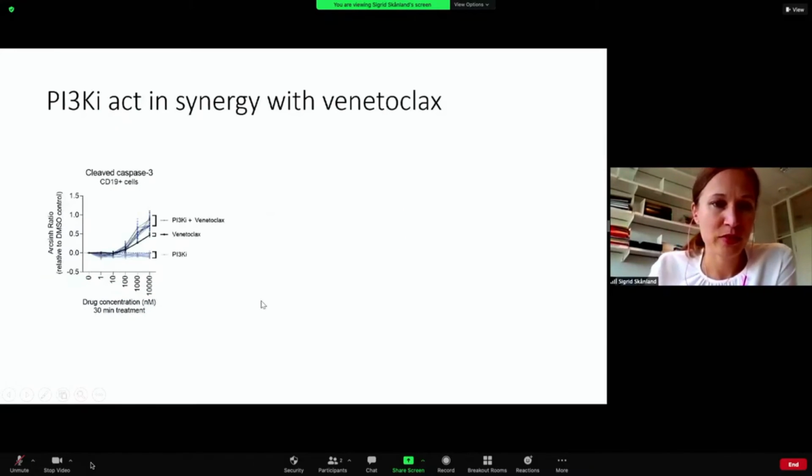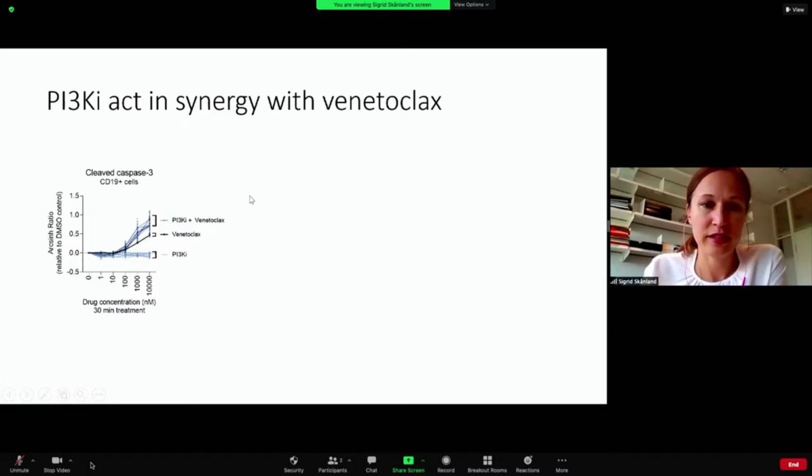In the same experiments, we also looked at the marker for apoptosis or cell death, which is called cleaved caspase 3. Again, the cells were only treated for 30 minutes, and at this short time point, the PI3 kinase inhibitors did not induce cell death. But venetoclax, which is the BCL2 inhibitor, you can see it induces apoptosis, and interestingly, the combined treatment of venetoclax and a PI3 kinase inhibitor has an additive effect.